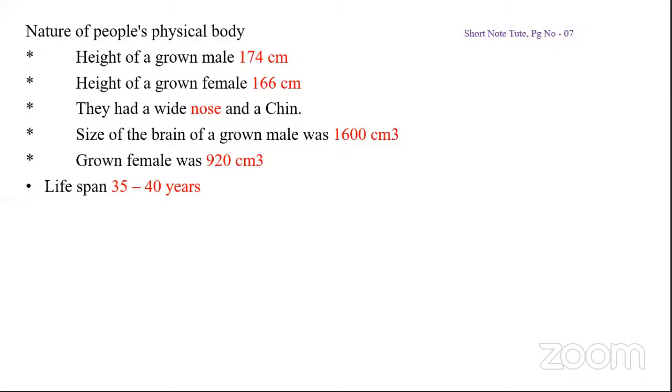Now see the difference, grown male was 1600, grown female was 920. So just a half. The lifespan was 35 to 40 years. So this is about the people's physical body. Sometimes this information is used to make some MCQs and short questions only. They don't give anything like this as an essay type question.